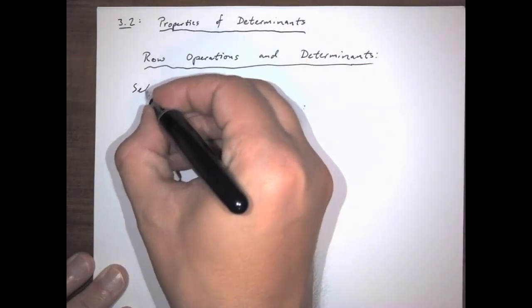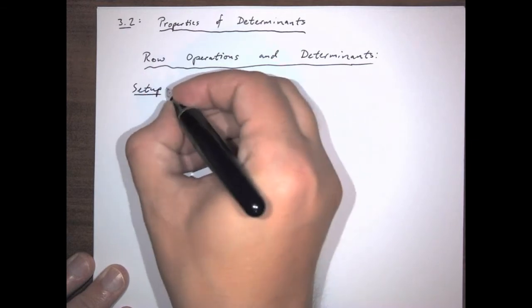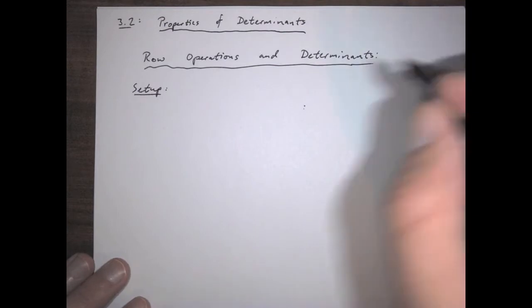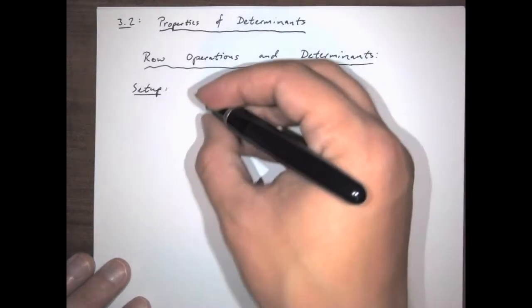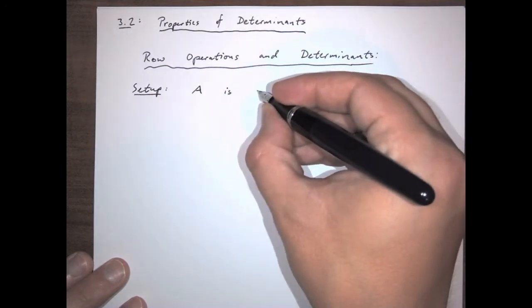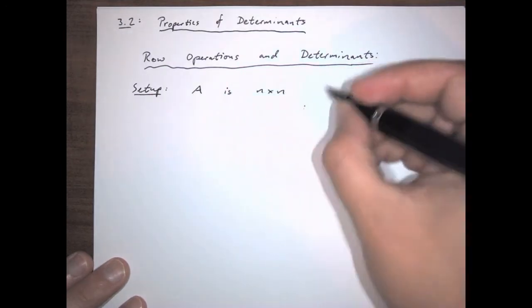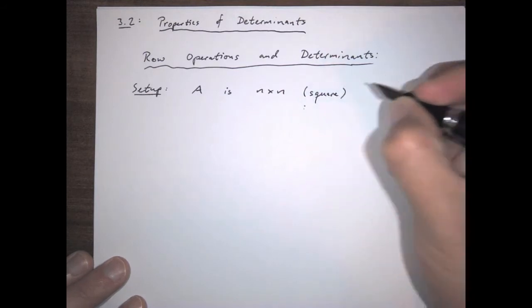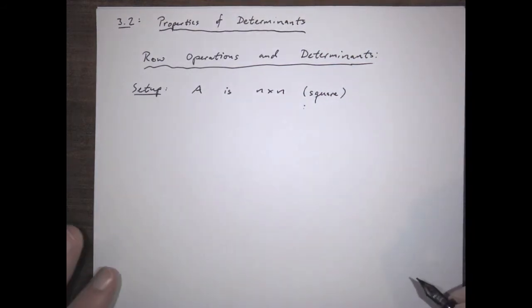So first off, our setup, we have a square matrix A. Again, just like with invertibility, we don't even care about the very concept of determinant if what we're talking about is not a square matrix. So A is n by n. So in other words, square.